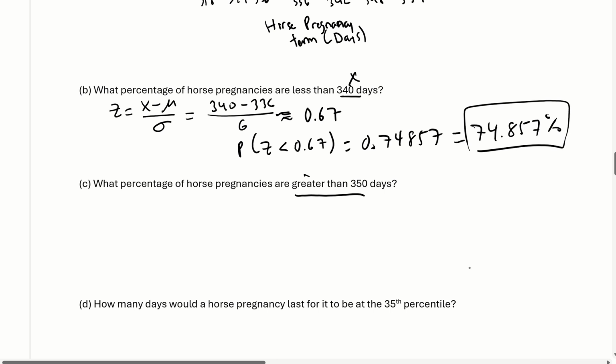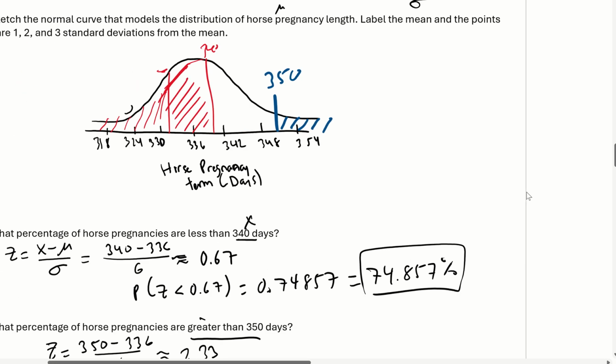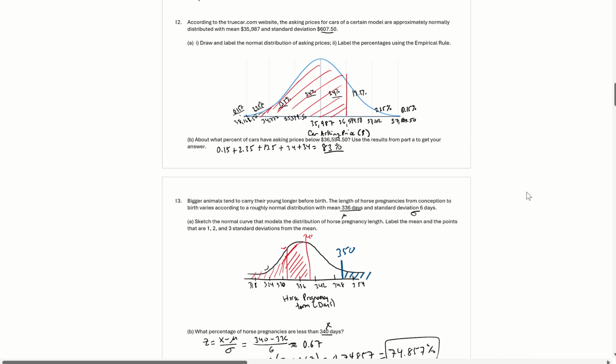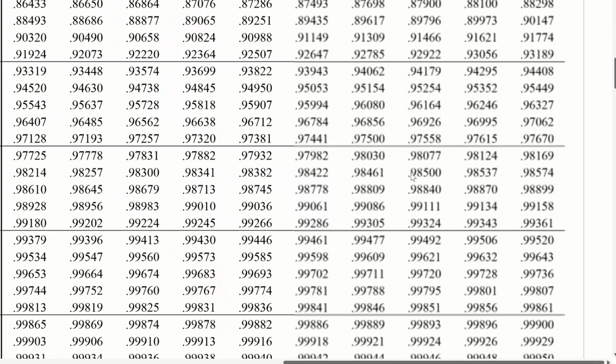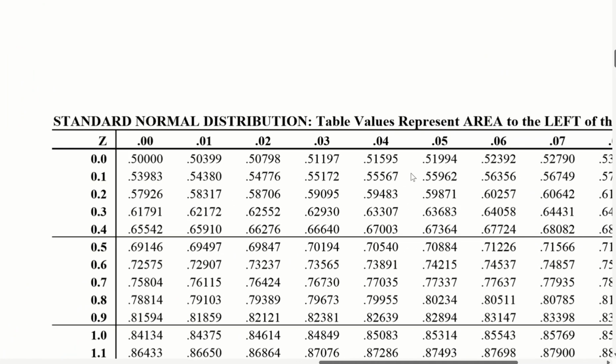So again, convert that to a z-score. 350 minus mu divided by sigma. So we got 2.33 for the z-score. We're going to look this up. Remember that since we want the area to the right, we look up the z-table, and then we subtract from 1. We do 1 minus that. The z-table always gives us the area to the left. All right, so let's look up 2.33 on the z-table. Keep that in mind.